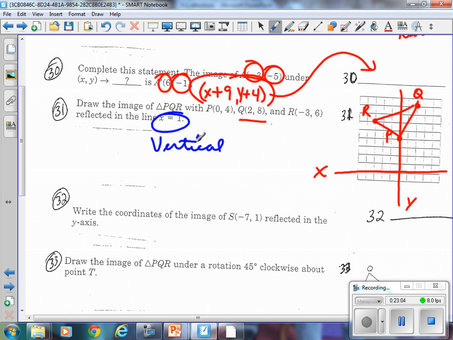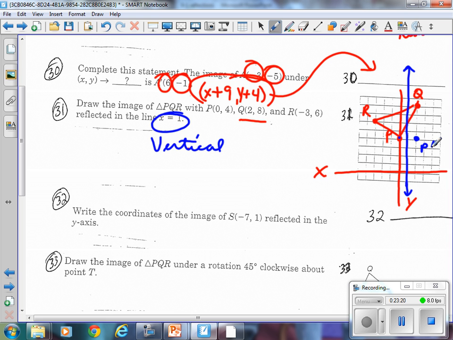So we go to where x is 1, and we draw in a vertical line. We go right through there. That's what we're reflecting across. The easiest way, again, is just to count. P was 1 space to the left, so P prime is going to be 1 space to the right.